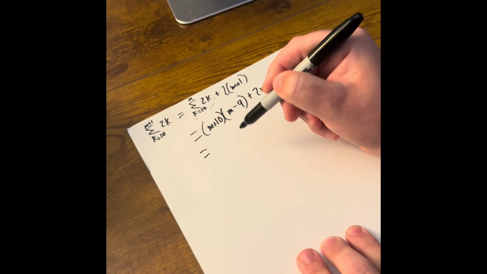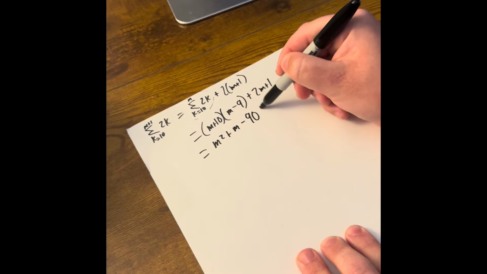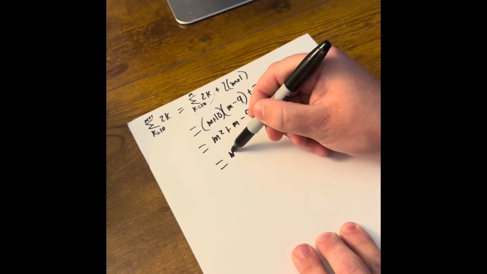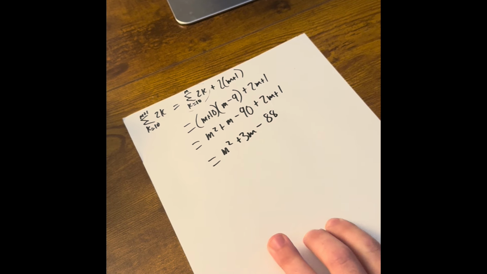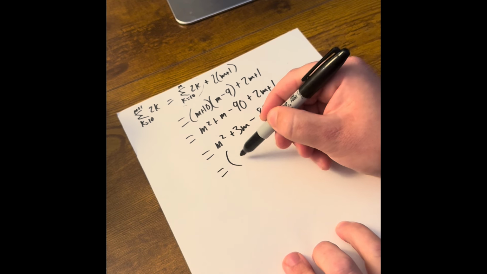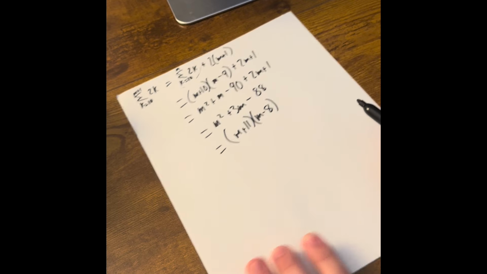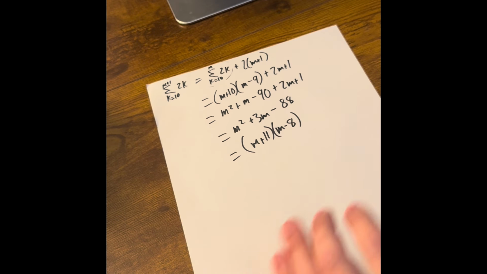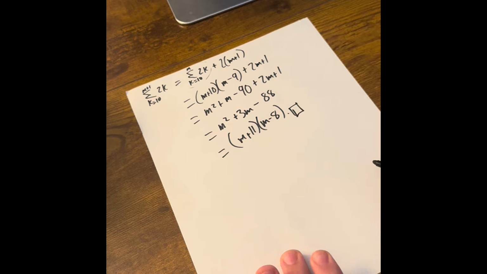Okay, we expand all this out, and we get m squared plus m minus 90 plus 2m plus 2. Combining like terms, we get m squared plus 3m minus 88. And then we can see that that factors into m plus 11 times m minus 8, which is exactly what we were trying to prove right here. All right, and that completes our induction step, which completes our induction proof.